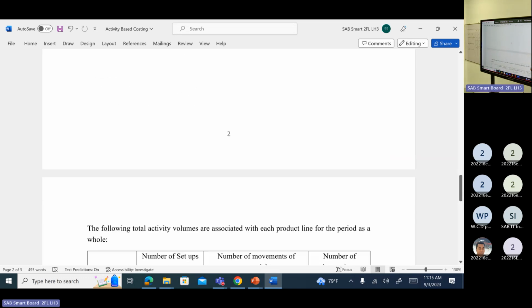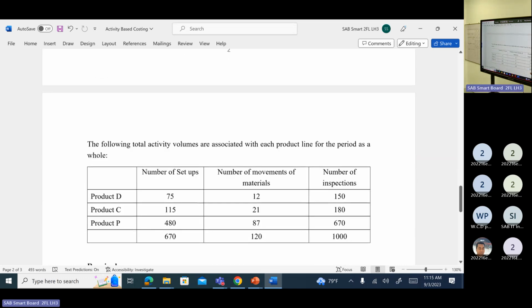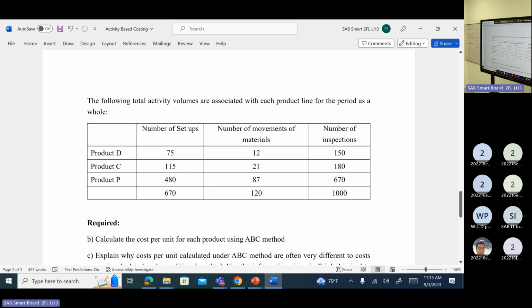Then you are given the following total activity volume also associated with each product line. Product D, number of setups, number of movements of material, number of inspections. Calculate cost per unit for each product using activity-based costing. Right?